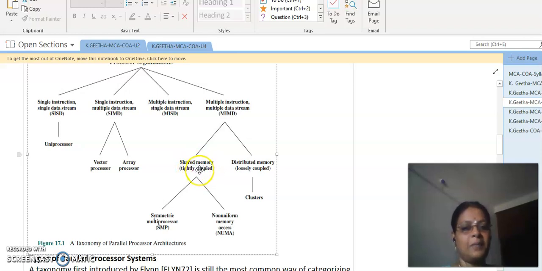And again, this tightly coupled shared memory can be further classified into two categories, namely symmetric multiprocessor and non-uniform memory access. In the case of symmetric multiprocessor, all the processors are homogeneous in nature, they have the same configuration, and they share the common memory, and there is a uniform memory for all the processors. So this comes under the category of uniform memory access. Symmetric multiprocessor is otherwise referred to as uniform memory access, whereas the other concept is non-uniform memory access, where each processor has its own local memory and some common memory.